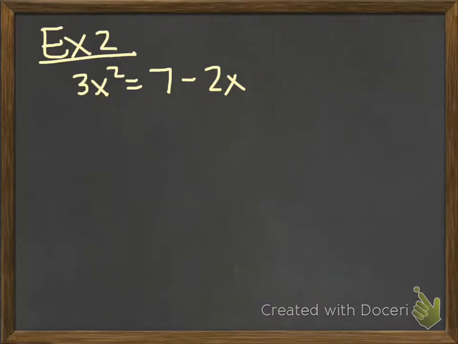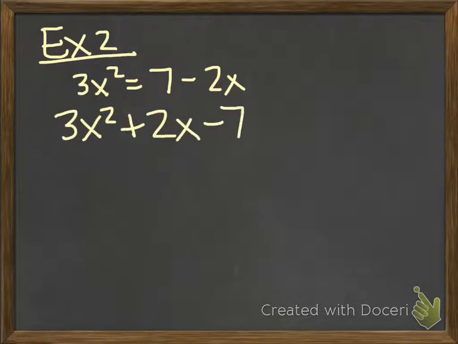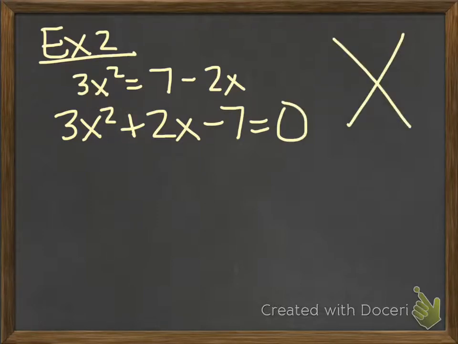Example 2 is 3x squared equals 7 minus 2x. It's not in standard form, so we're going to put it in standard form. We're going to move everything to the left side, make it equal 0. So we have 3x squared plus 2x minus 7 equals 0. Okay, you're going to do the diamond to see if it's factorable. Actually, you see if there's a greatest common factor first, and there isn't.